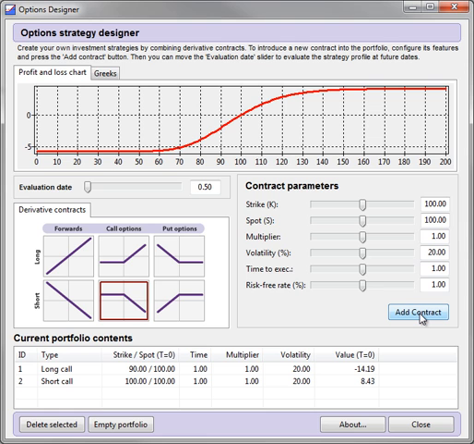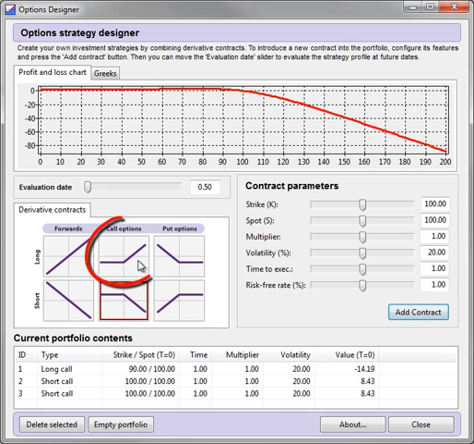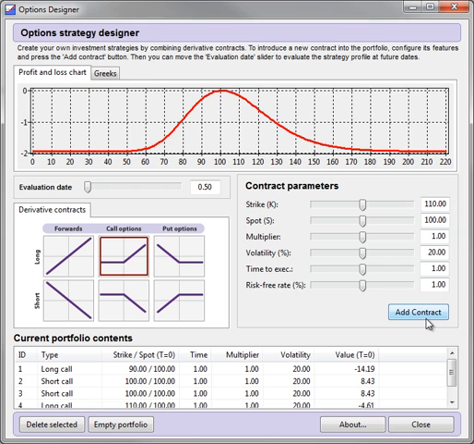Let's finish the Butterfly strategy by adding 2 additional contracts. One short call at 100 and one long call at 110. The Butterfly is ready. Here we're looking at the profit and loss profile of the strategy at the initial time t equals 0.